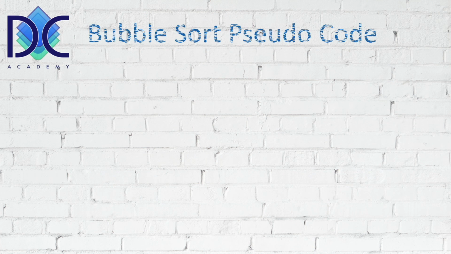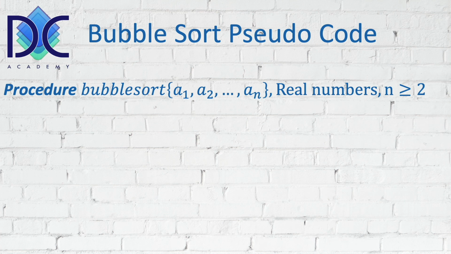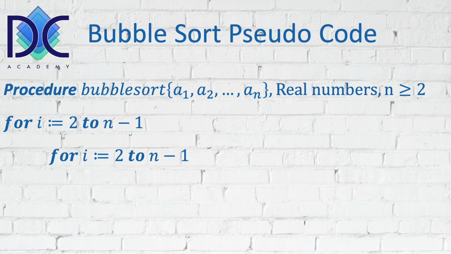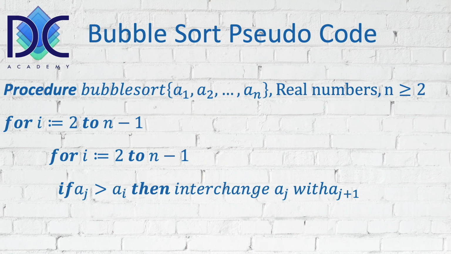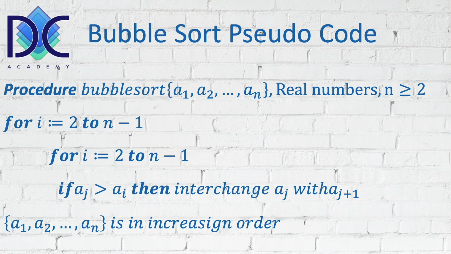We write the pseudocode for the bubble sort, and we have n real numbers, n larger than or equal to 2. So when we have fewer than 2 numbers, of course, we will not sort. We say for i equal to 1 to n minus 1, we do a second loop, for j from 2 to n minus 1. And when they have a different order, if a_j is larger than a_j plus 1, then we interchange a_j with a_j plus 1. So we move them around. And finally, at the end, we find this set in increasing order.